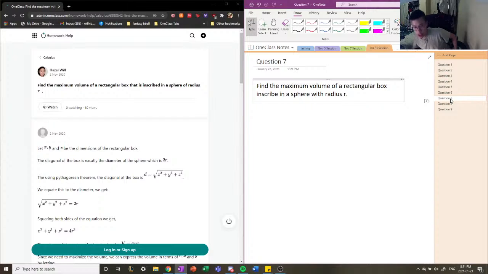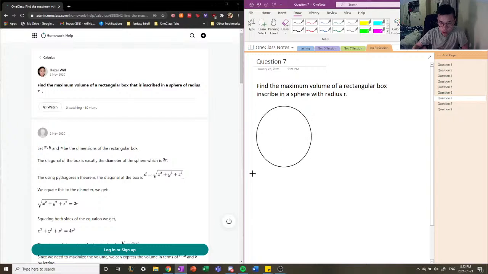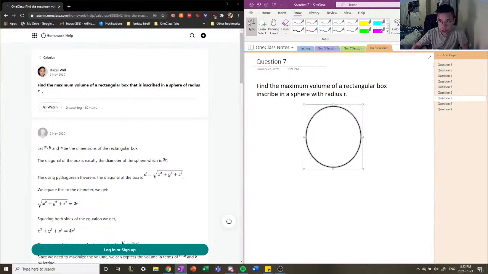So what it means for a rectangular box to be inscribed in a sphere, if I were to draw out the 2D representation of this, so let's say that our sphere has a radius r like this. A rectangle inscribed in a circle means that each of the vertices of the rectangle are touching the circle. That's what it means for the rectangle to be inscribed within the circle. Okay, so it kind of looks like this, but in the 3D representation.